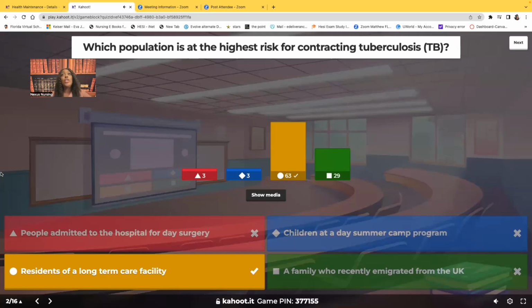Very good. Residents of a long-term care facility. So any place where you have a lot of people congregating, such as residents of a long-term care facility, number one, they're already elderly, their immune system's low, now they're congregating in one place. People who are in army barracks, prison, dormitories, right? Any place where there are a lot of people in a small place is going to put them at high risk for contracting tuberculosis.